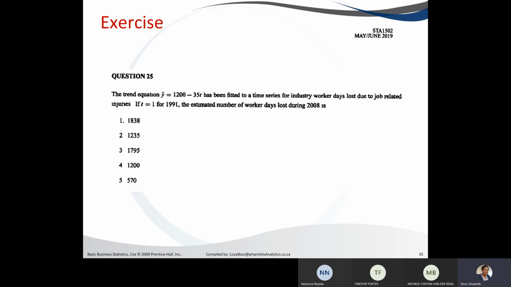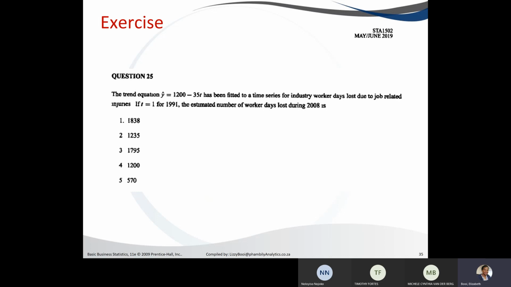And there is your question. The trend equation is y hat equals 1,200 plus 35t, which has been fitted to a time series for the industry workers. If t is equal to 1 for 1991, what will be the estimated number of working days lost during 2008?